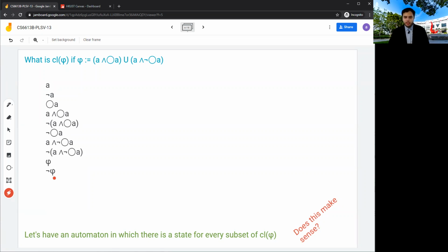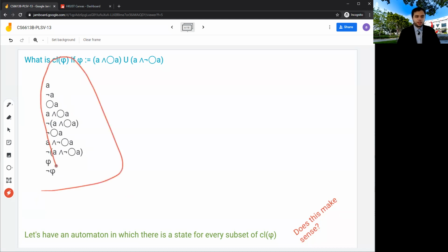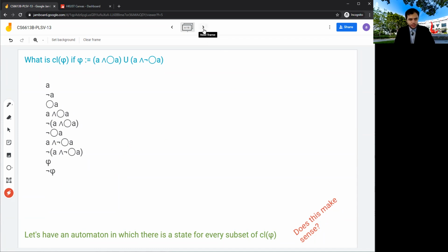Okay? But does this really make sense? So how many formulas do I have here? 1, 2, 3, 4, 5, 6, 7, 8, 9, 10. So I have 10 formulas in the closure. And if I want to create a state for every subset of this, then I will have 2 to the power of 10, which is 1024 states in my automaton. But actually, some of these states are ridiculous and we don't need them.